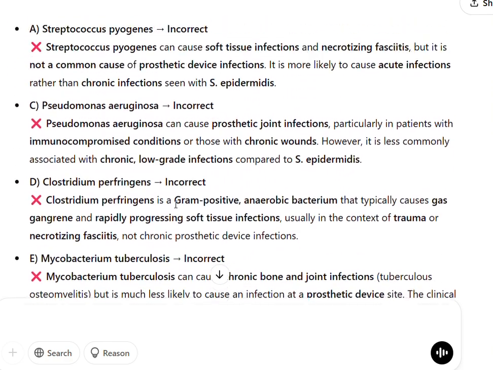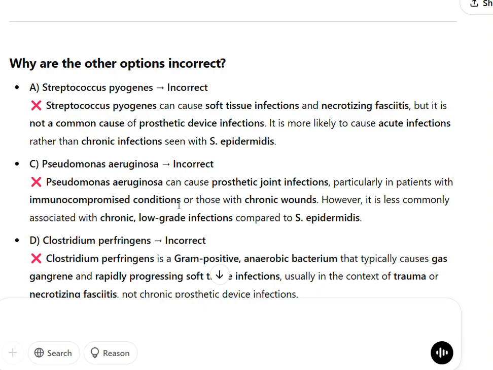A. Streptococcus pyogenes. Incorrect. Streptococcus pyogenes can cause soft tissue infections and necrotizing fasciitis, but it is not a common cause of prosthetic device infections. It is more likely to cause acute infections rather than chronic infections seen with S. epidermidis.